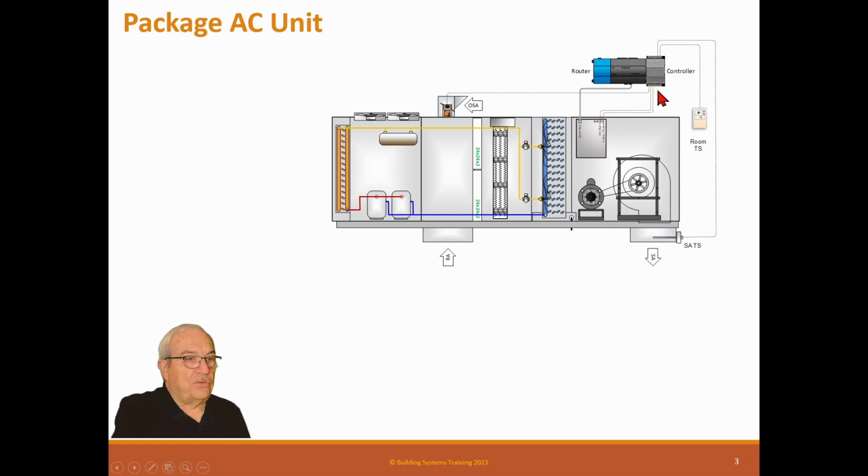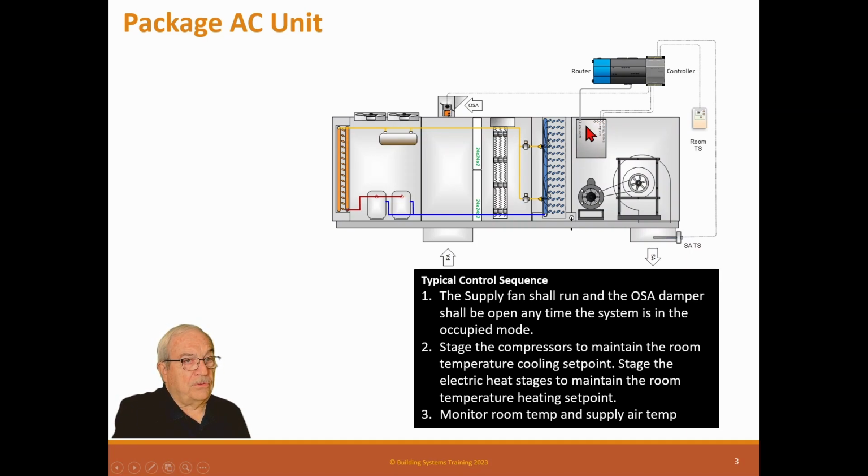Some network controllers have points on them, some do not. If you don't, you add another controller here. You can take a room sensor, you can take the supply air temperature sensor, you can run this outside air damper to be able to give ventilation air. And so those are the three choices you have in controls. You have a thermostat, you can have DDC, or you can have network control direct.